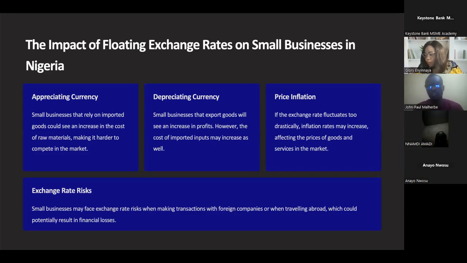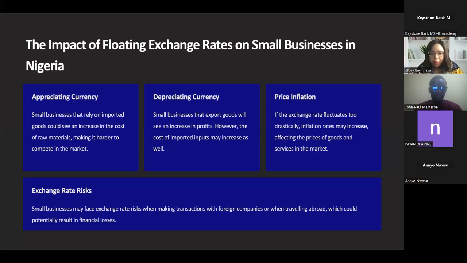Price inflation. If the exchange rate fluctuates too drastically, inflation rates may increase, affecting the price of goods and services. Again, we discussed in the previous slide that where the volatility is very high, it could lead to inflation, and eventually it will affect the price of goods and services in the market.